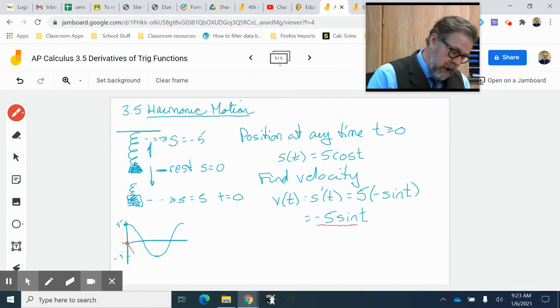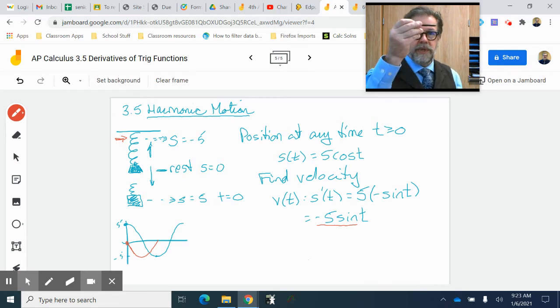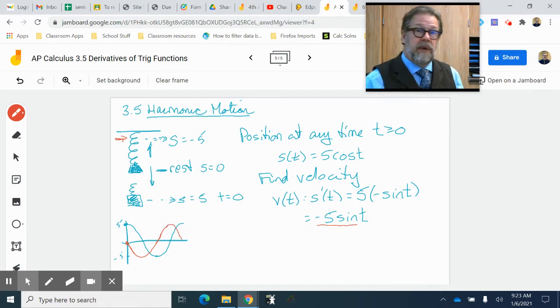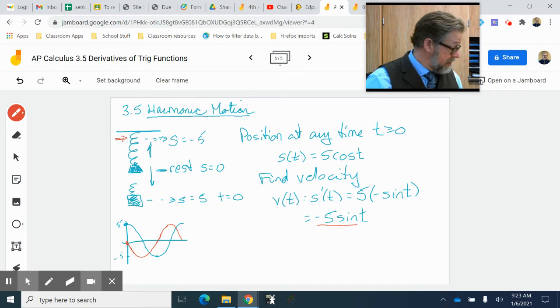And then when am I going to reach 0 velocity again? Well, I'm going to reach 0 velocity again when I get up to here, because it's going to come all the way up to the top and stop so that it can go all the way back down again. And now I'm going down, which is a positive velocity. And notice that we have a nice negative sine curve here with an amplitude of 5.